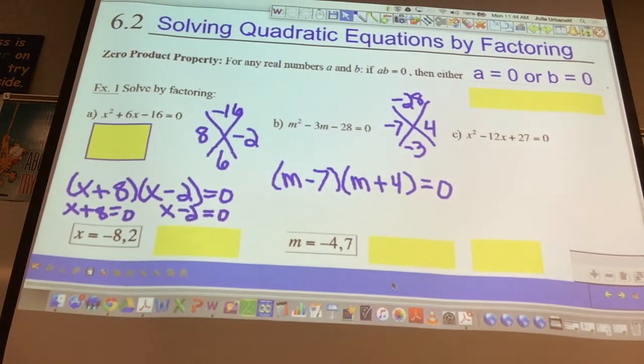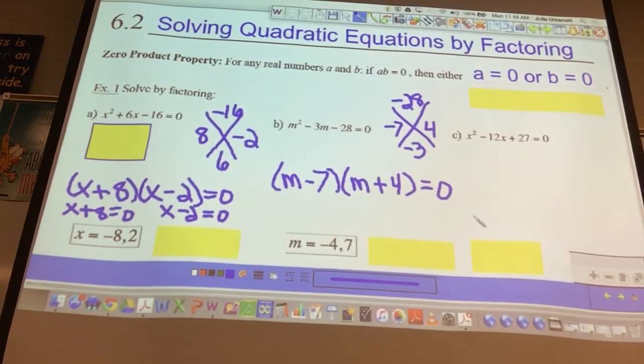Okay, questions on that? Let me just go through these quickly. I want you to have the most of the time to try to practice problems on the back.